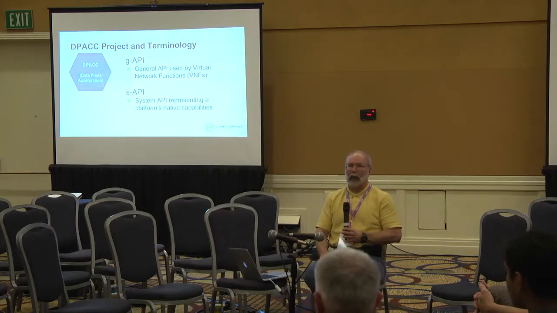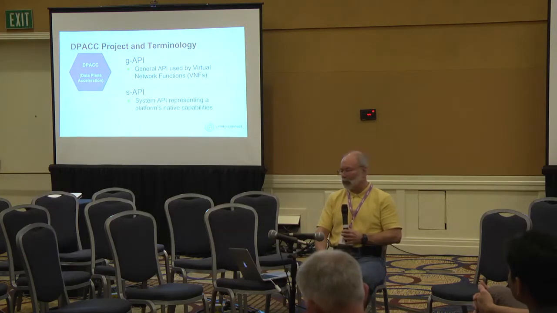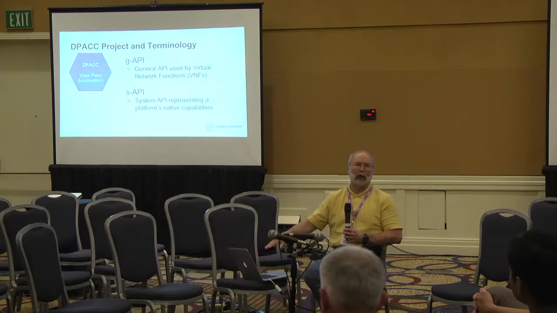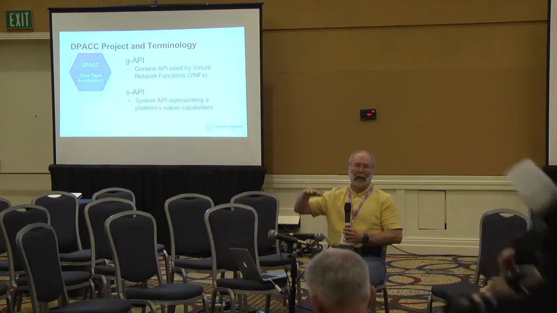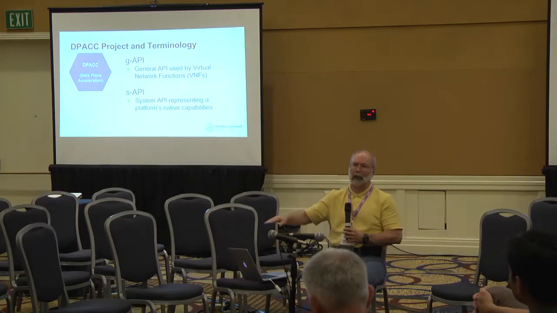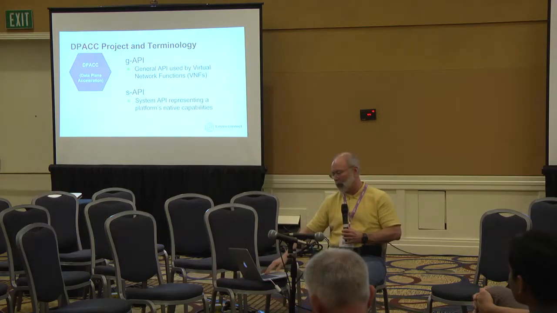So if you look at the DPACC project, they basically define two sets of APIs. One which they call a GAPI, which is a general API intended to be used by virtual network functions, and then an SAPI, which is a system API representing a platform's native capabilities. And from our perspective, that maps fairly well into the ODP model, where we have an application API which leverages whatever underlying system SDK or other APIs you have.